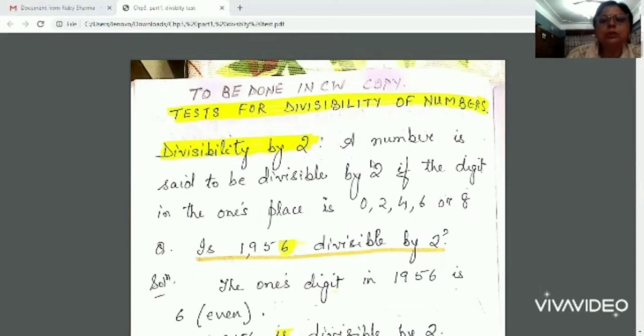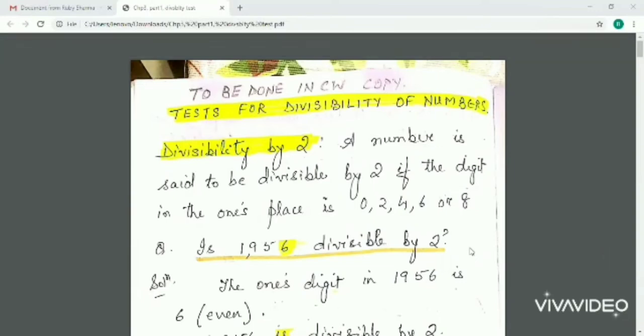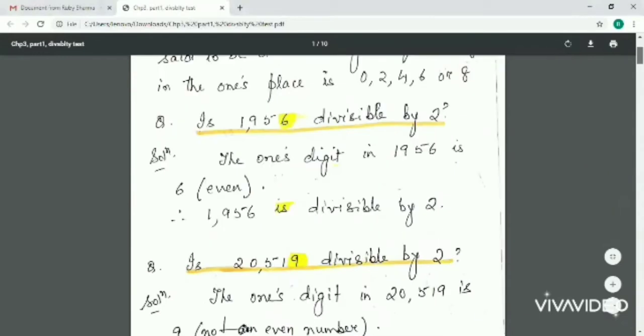Divisibility by 2. So when do you say a number is divisible by 2? If the digit in the ones place is even. That is 0, 2, 4, 6 or 8. Okay. Now here I have given you every divisibility test, 2 example sums for you to understand better.